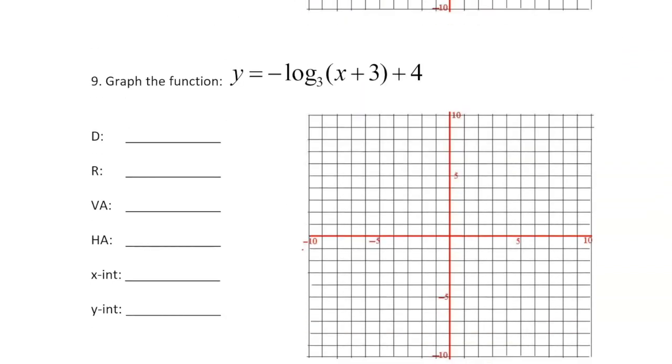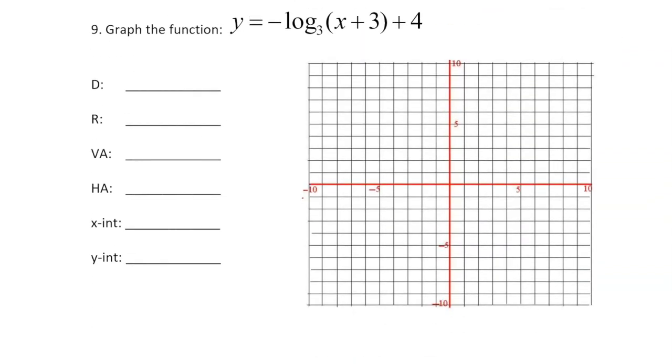Okay, question number 9. This log function. Now we had a couple log functions. We did 4 examples in the last part, and I think they all had base 2s. So now we have a base of 3, which means that we need to know what y equals 3 to the x looks like. And if you graph a couple of those points, that may help.